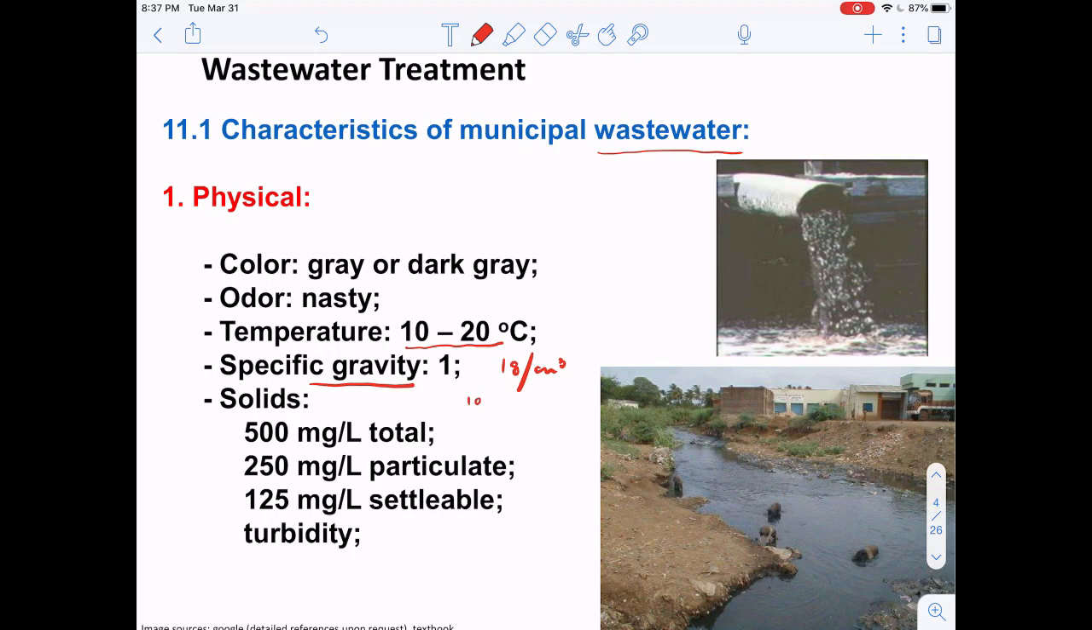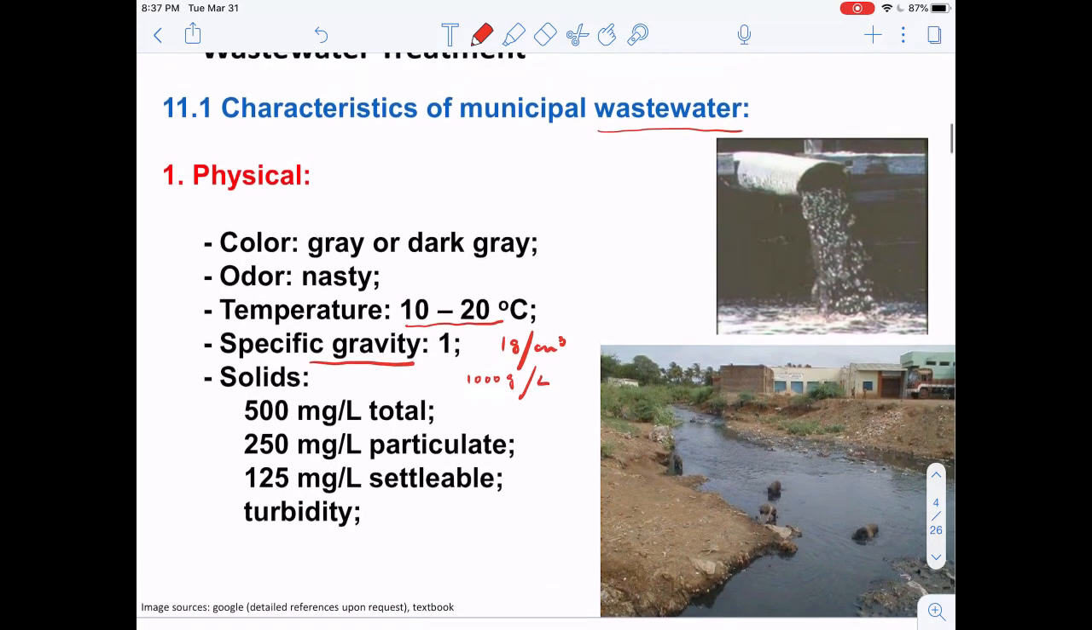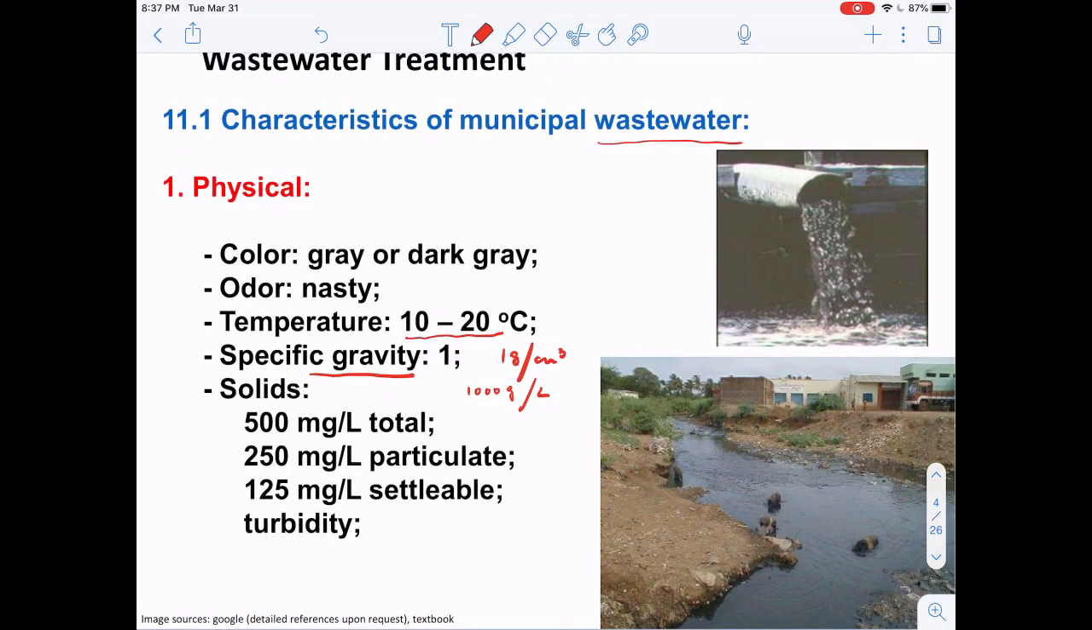This can also be translated into 1,000 grams per liter, right? Because 1 liter is equal to 1,000 cubic centimeters. And in the wastewater, not only do we have the water inside, it also contains many types of contaminants. And the solids are a major part of the pollutants in the wastewater.